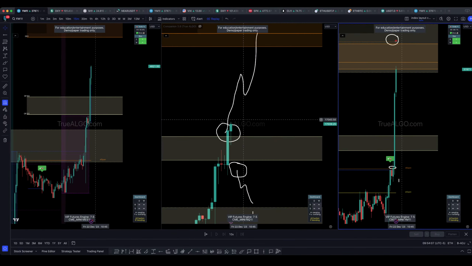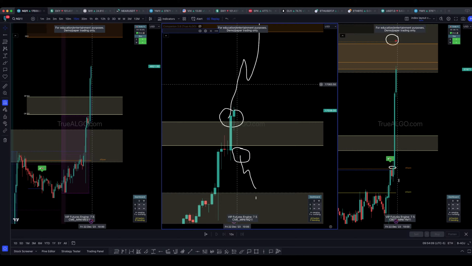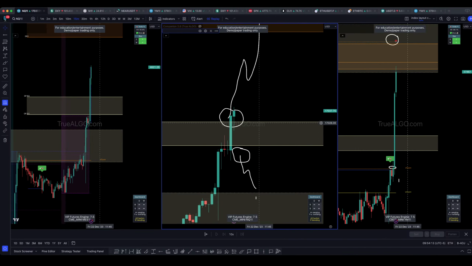Again, as we go off, the note that I want you guys to take is we are going to continue to go up as retail shorts. And the only reason to get bearish is when price closes below the box.